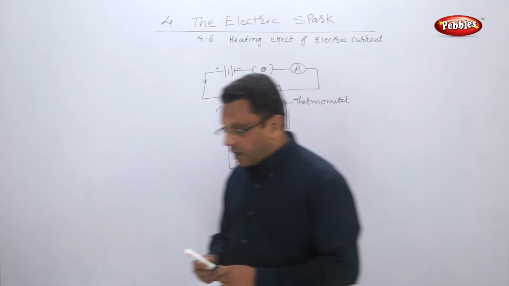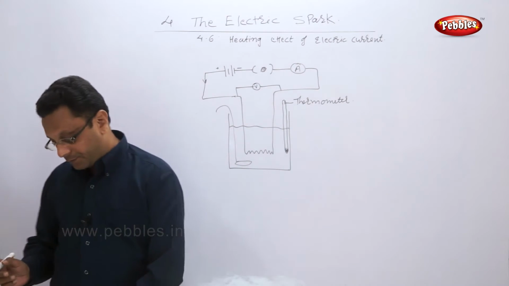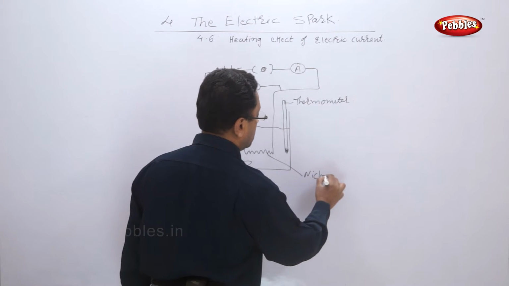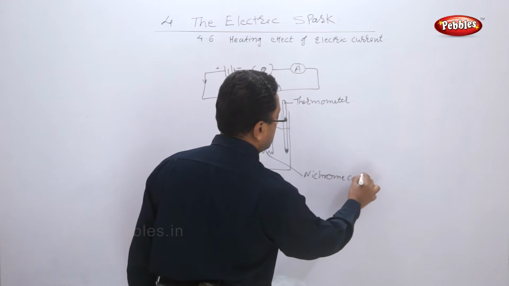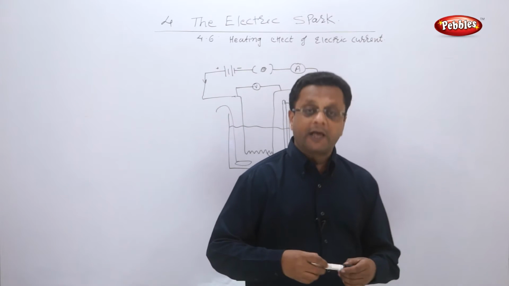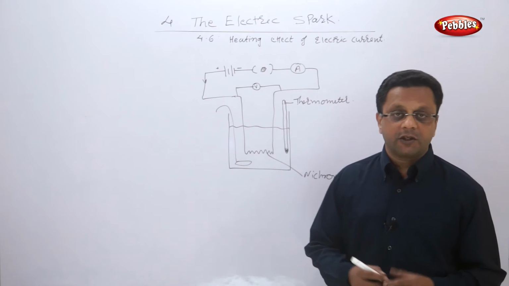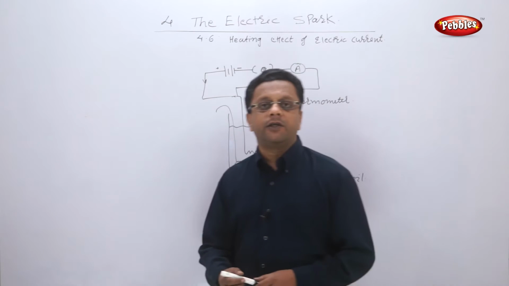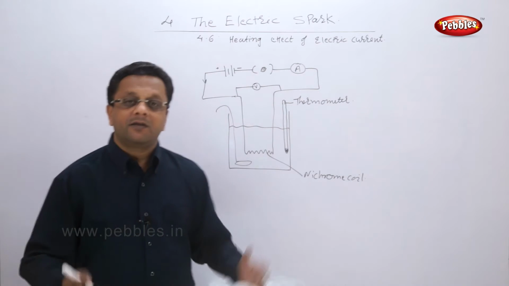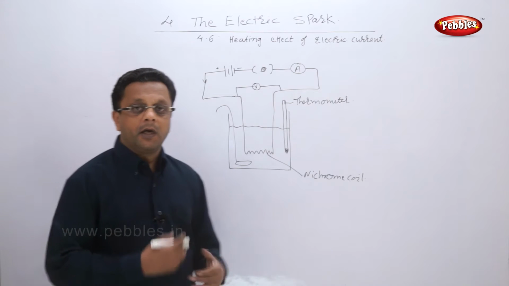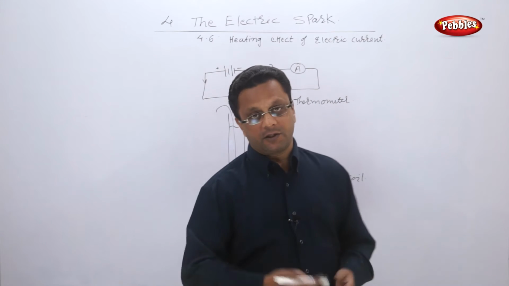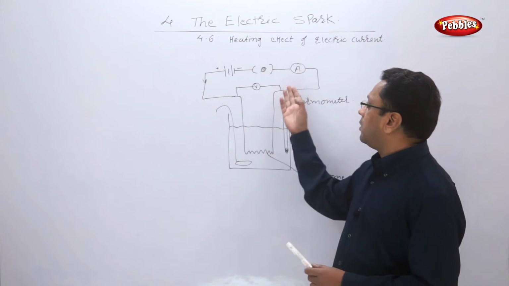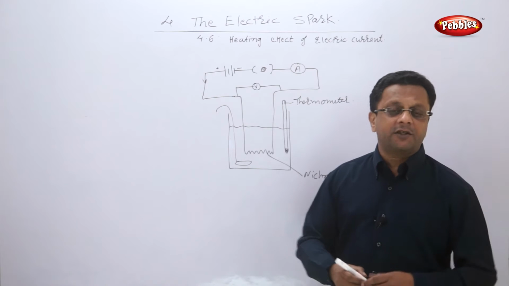For instance, here I have used a nichrome coil. The nichrome coil will heat faster. And when this nichrome coil heats, this heat will heat up the water around it. Simple. And we have the stirrer. We will pass the electric current for say 10 minutes.